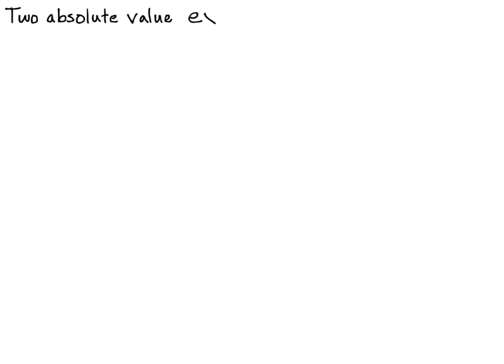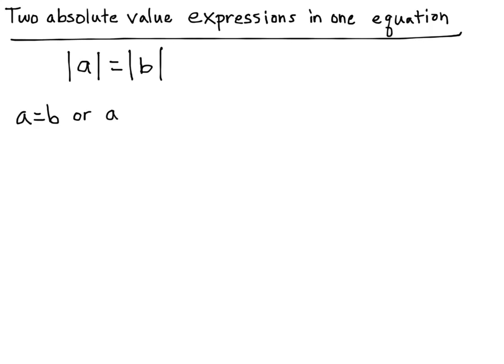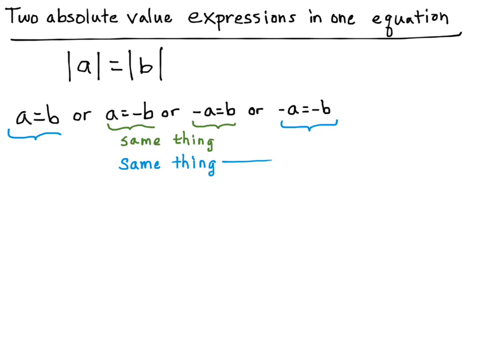Okay, so we have another case. What happens if we have more than one absolute value? So let's say we have something like absolute value of A equals the absolute value of B, and let's say A and B are just expressions. What are we going to do? Make four versions of this where you have A equals B, or A equals negative B, or negative A equals B, or negative A equals negative B.